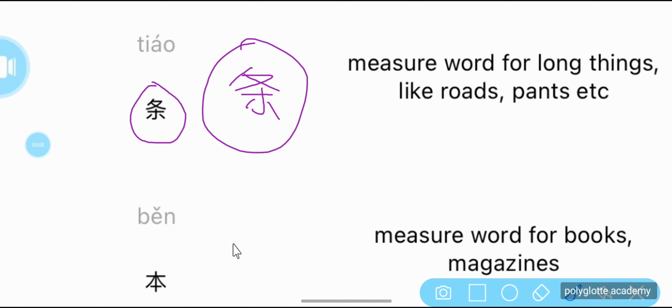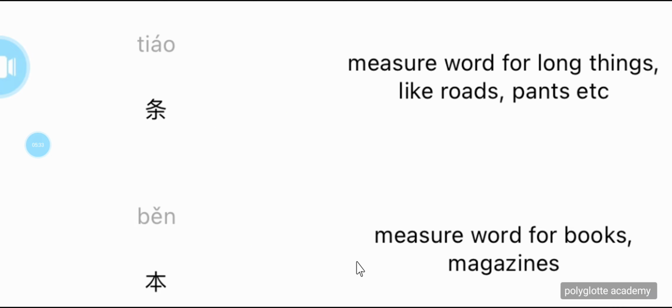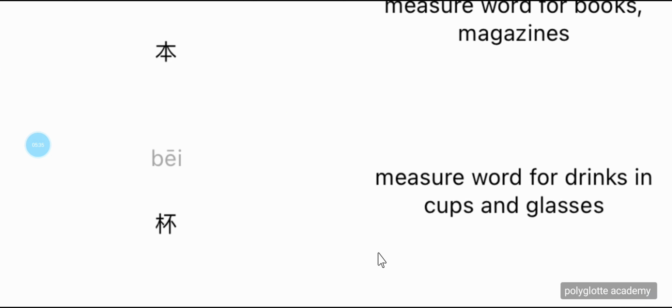So we have ben, which is a measure word for books and magazines. We've seen that before, but for revision purposes, we have ben, which is a measure word for books and magazines. Let's move forward.